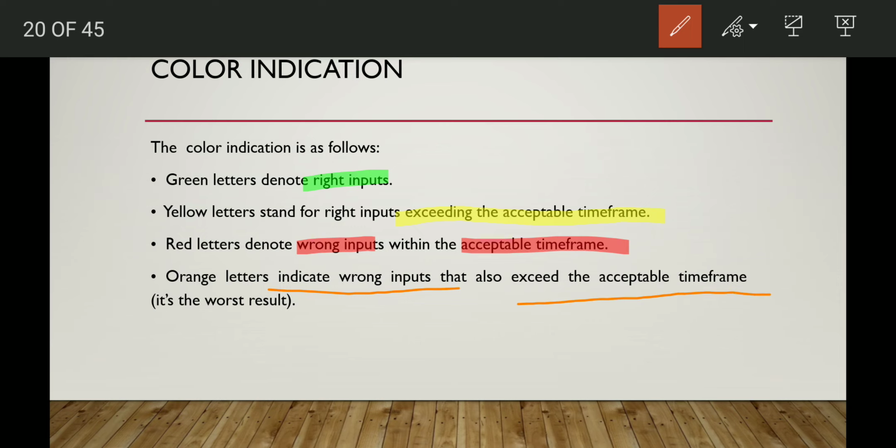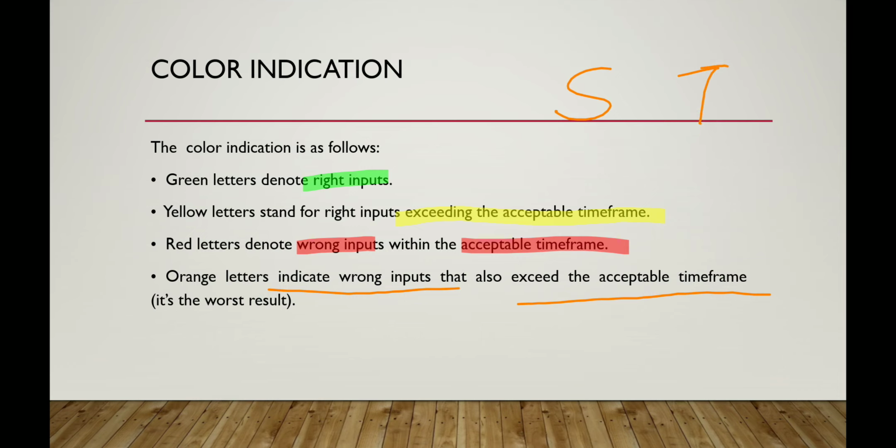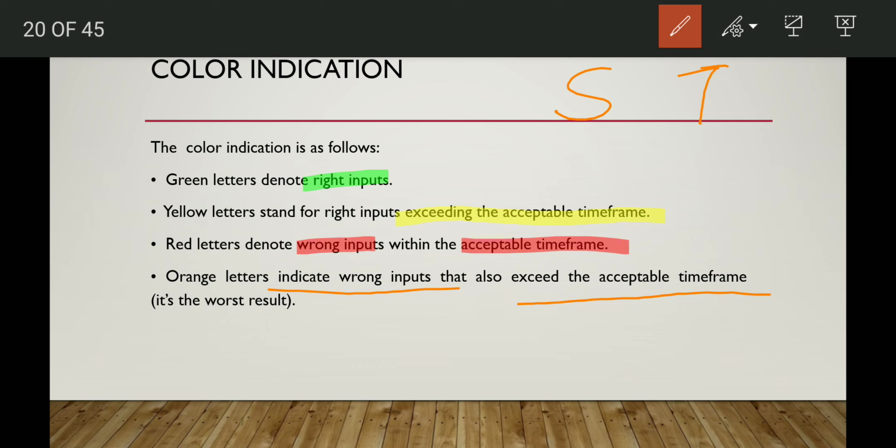So there are two things, accuracy and time. Okay, so there are two things, one is accuracy and one is time. Clear? On which the four colors are given: green, yellow, red and orange.